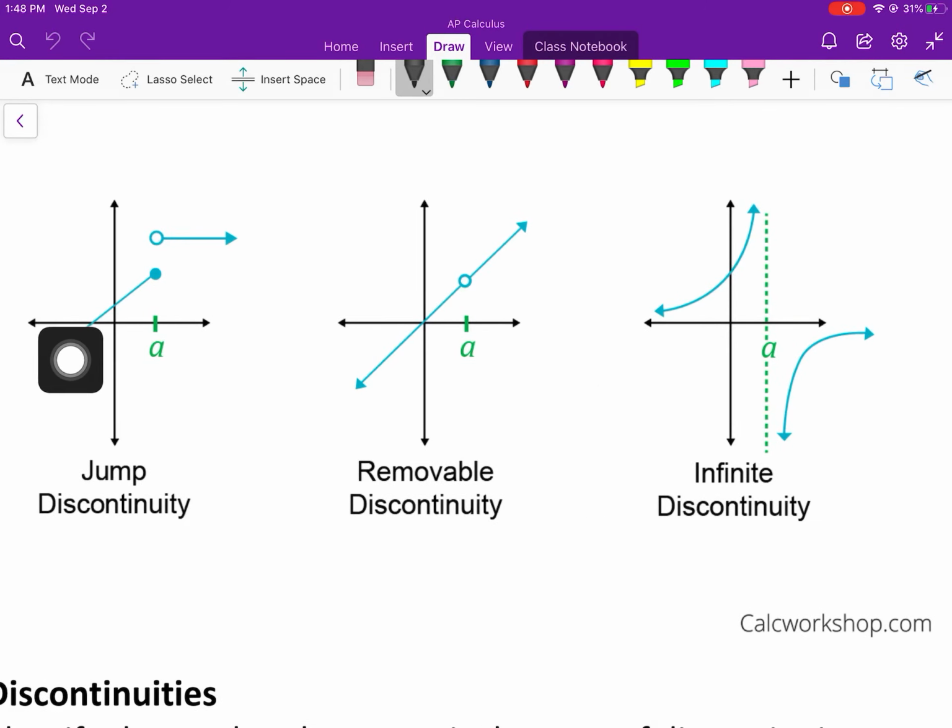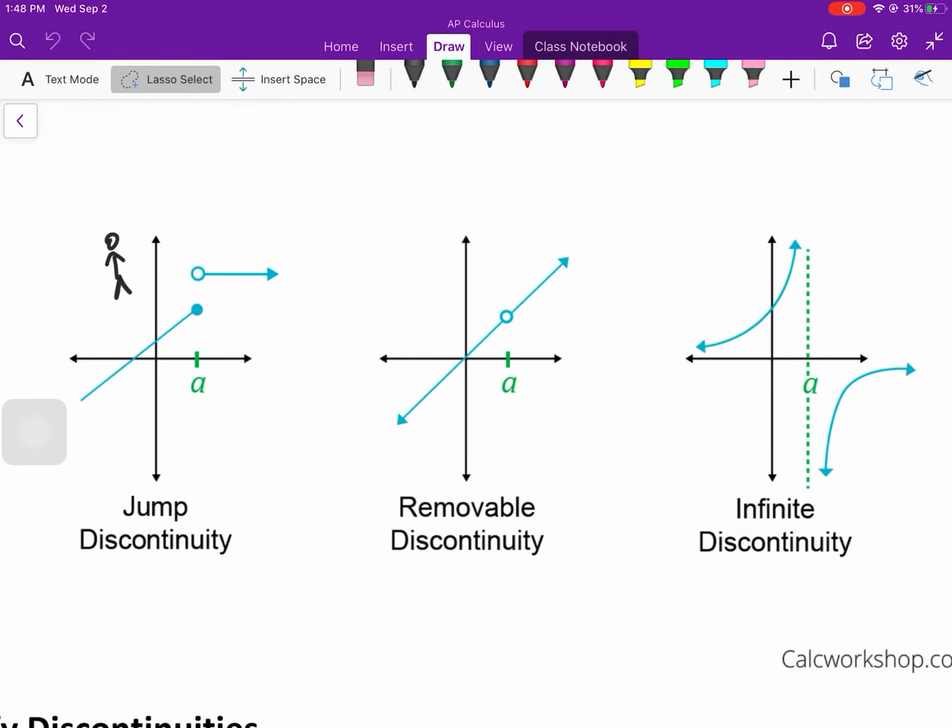A jump discontinuity is when your limit from the left and the right are different. If you were a person trying to walk along this, and here I am, in order to go from here to the next spot, I have to jump up, right? So that's why that's a jump discontinuity.